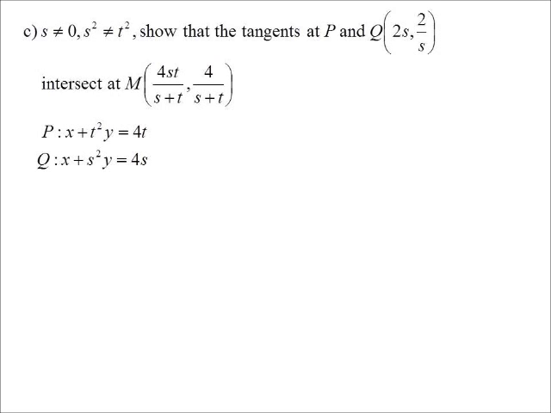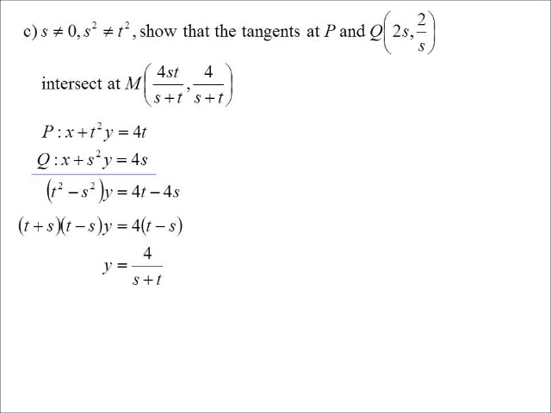So Q must be x plus S squared y is 4S. Let's eliminate the x's. T squared minus S squared. Difference of 2 squares. So I can get the S minus T's cancelling, and there's the y value which we were looking for. Substitute back in.